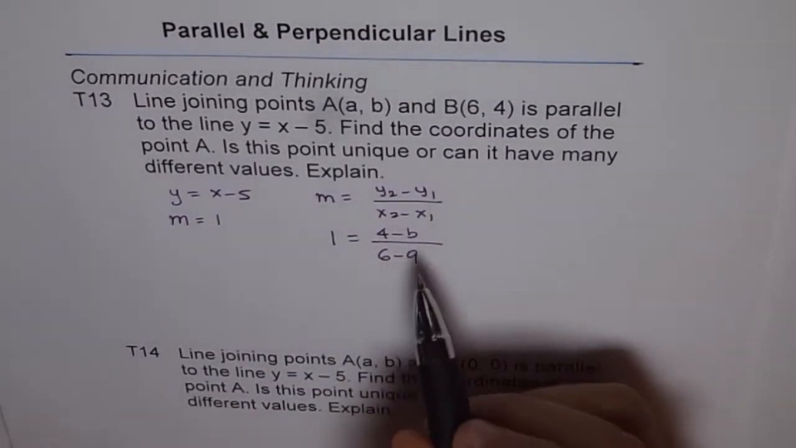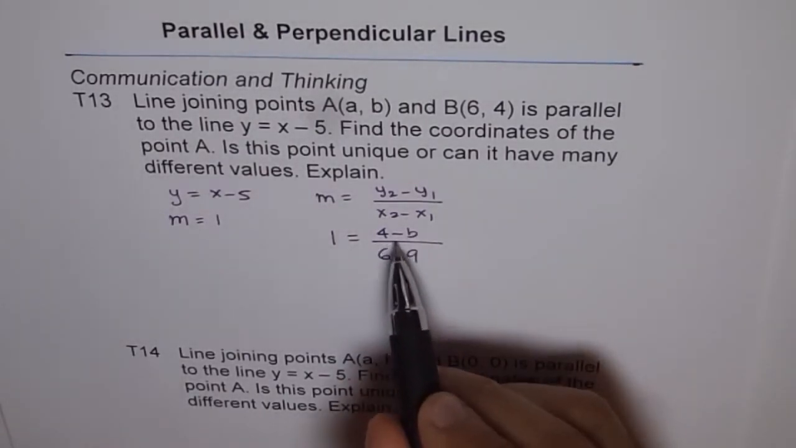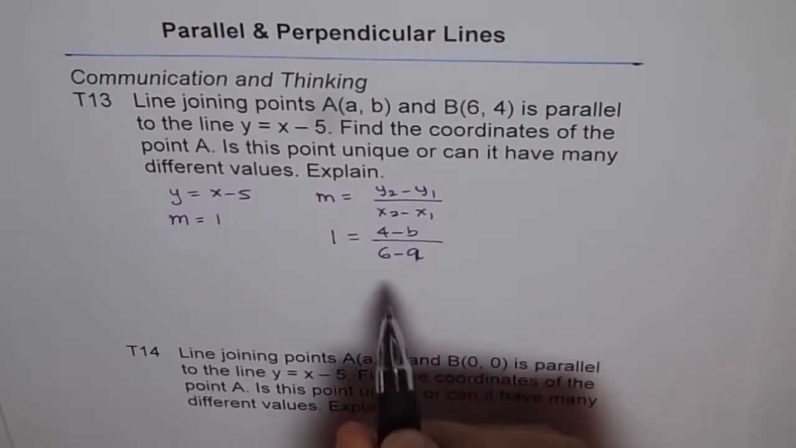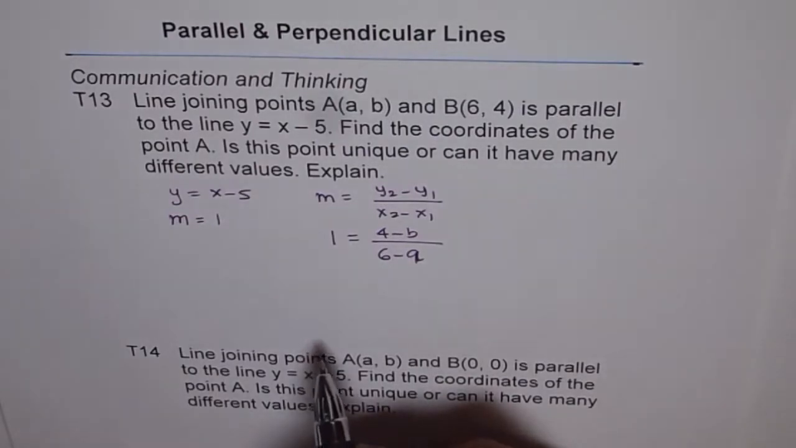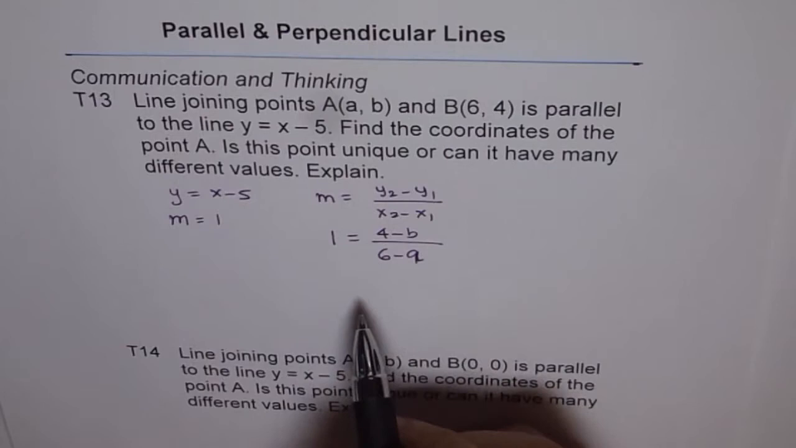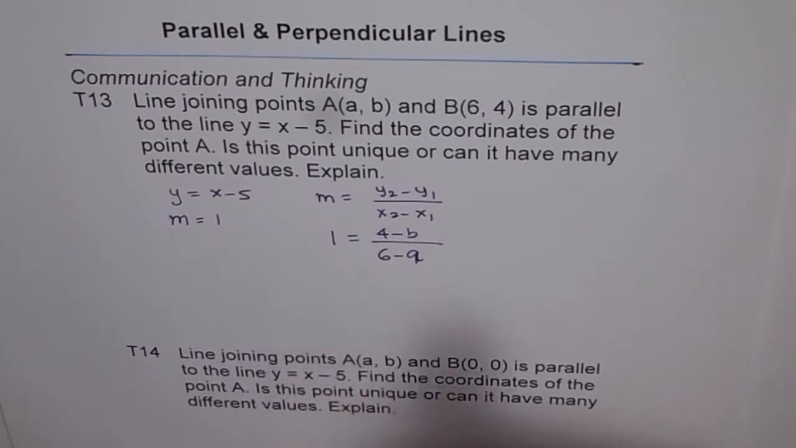Now we have one equation and two variables. Do you see that? 4 minus b divided by 6 minus a. This is a for me, okay, not 9. 6 minus a, and it has to be 1. So how can we get the values of a and b? Well, both numerator and denominator should be the same. That is when we will get 1. So we can have many different values of a and b in this particular case.